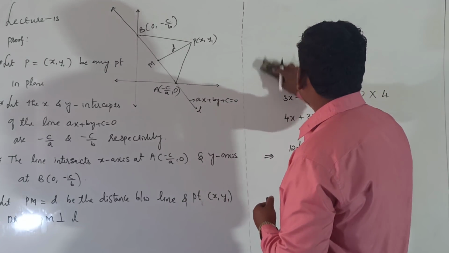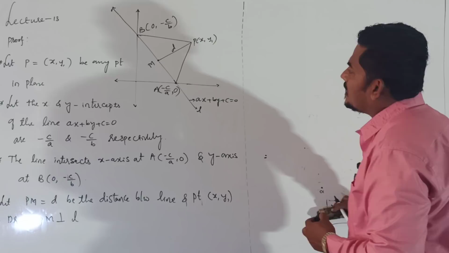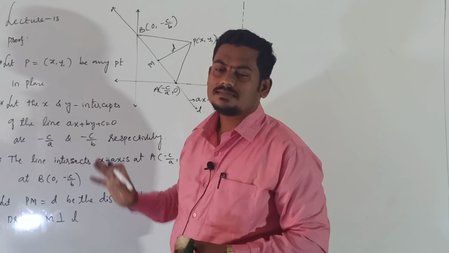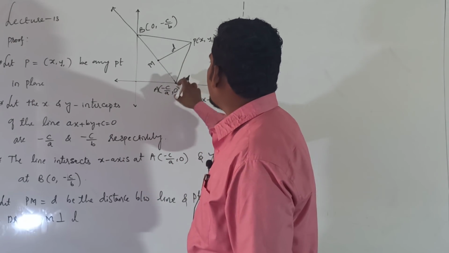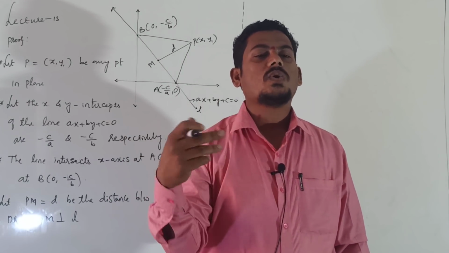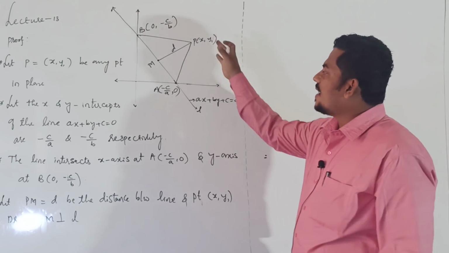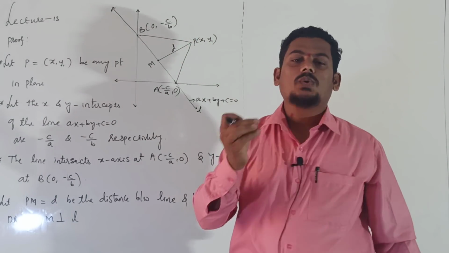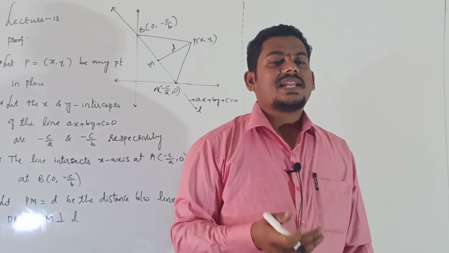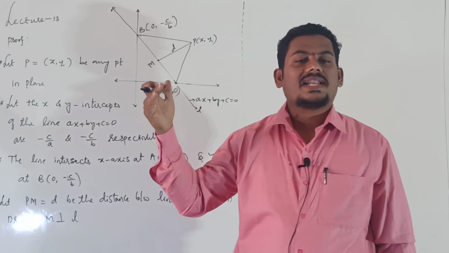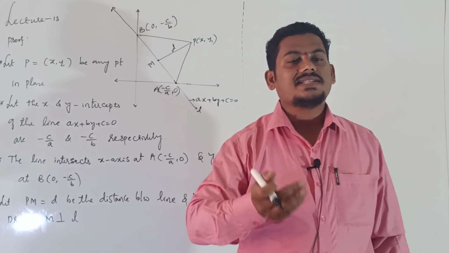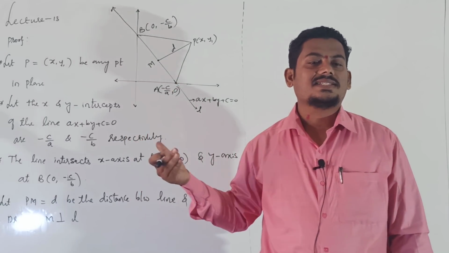After that, look at the triangle APB. Clearly it is one triangle. We can find the area of this triangle in two different ways, right? How to find the area of the triangle? One possibility: area of the triangle is equal to 1 by 2 times height into base. It is one method. Another method is the area of the triangle by using vertices.